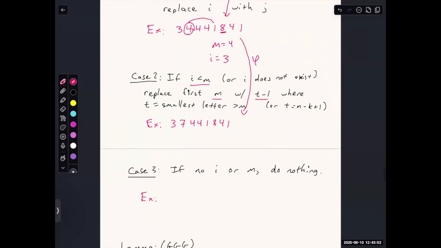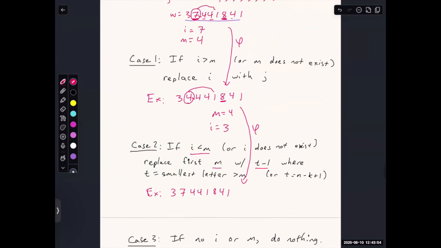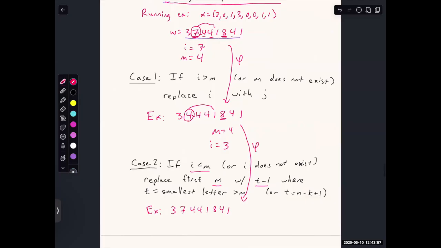Sorry to interrupt, but what if the 7 was like a 6 at the beginning? Then you'd go 4 and then it would go to 7. It can't be a 6, right?